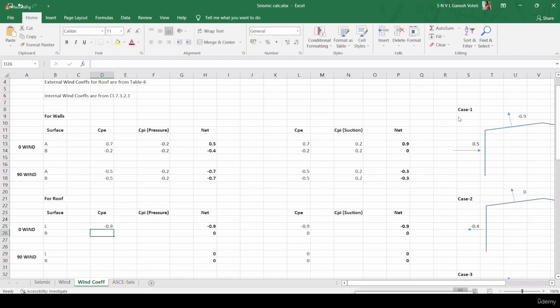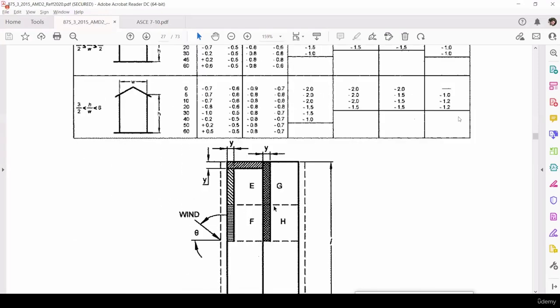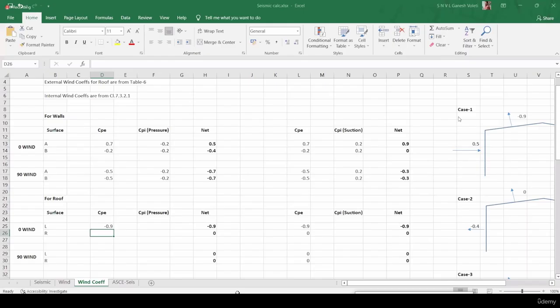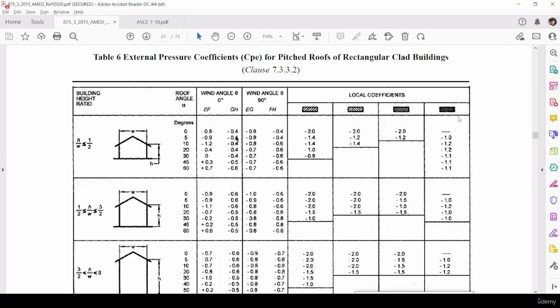So for the right side of the roof portion, what is that? EF, nothing but GH, is the right side of the roof portion. What is the coefficient he has mentioned in the code? Minus 0.4. That I'm taking as minus 0.4. Okay, right. We got minus 0.9 and minus 0.4. You have got these two values.